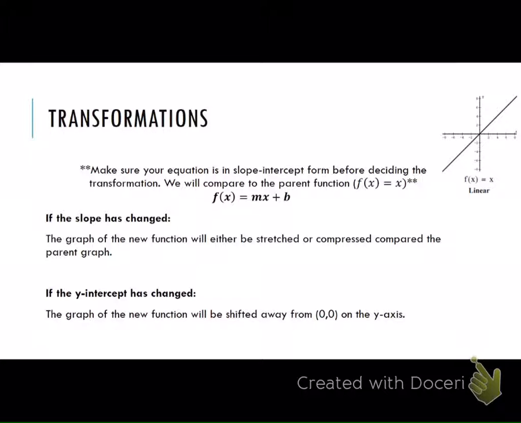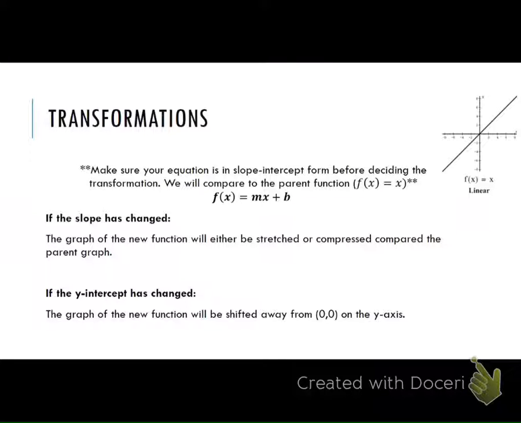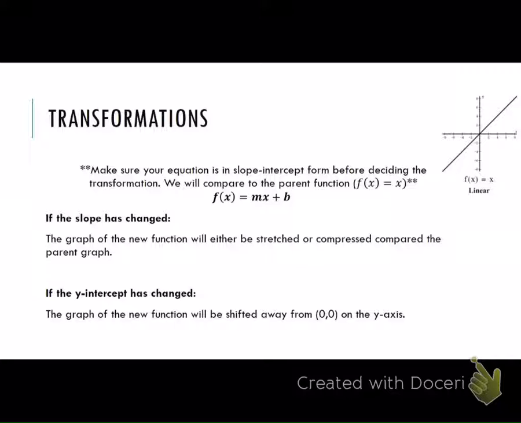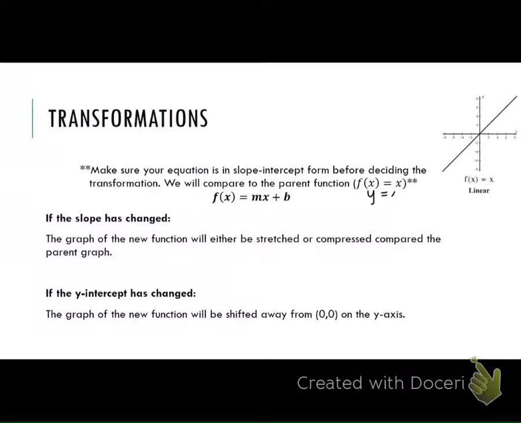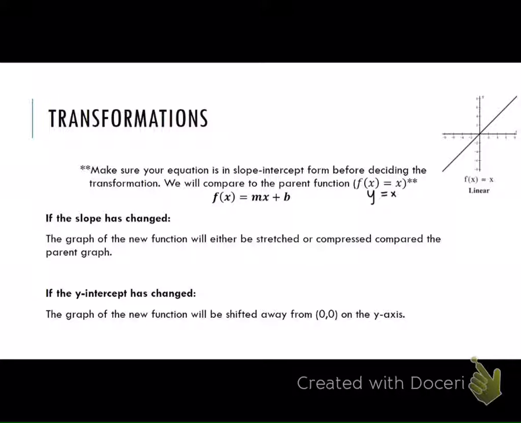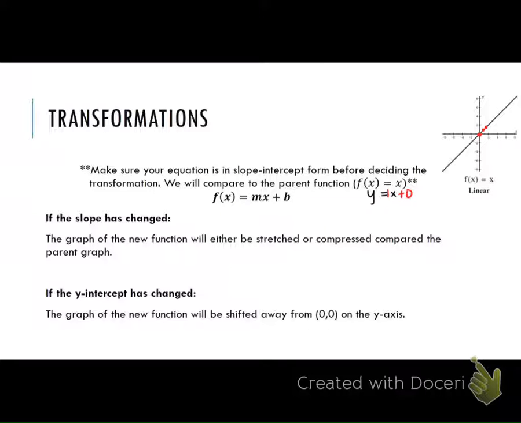So, let's talk about transformations. Make sure your equation is always in slope-intercept form before deciding the transformation. We will compare to the parent function, which is f of x equals x. f of x is the same thing as y, so that just means y equals x. You guys hate this function for whatever reason. There's a 1 in front of the x and you're adding 0. So if you look at this graph over here, that just means you're starting at 0 and you go up 1 over 1.